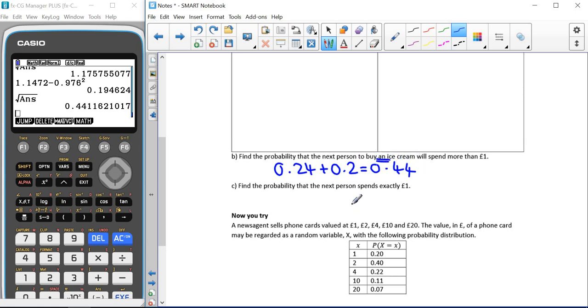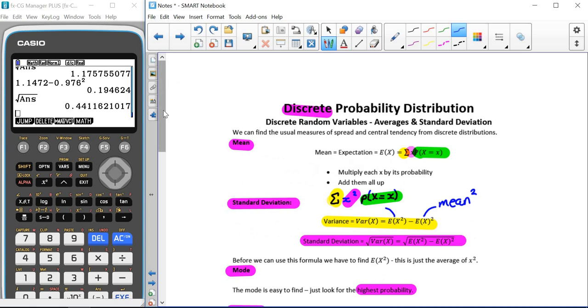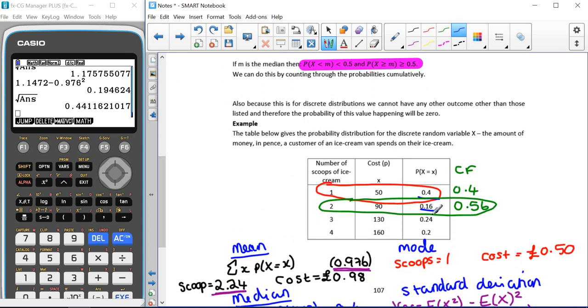So that's why we were only looking at ways that people could spend more than £1. Find the probability that the next person spends exactly £1. This time it doesn't specify how much ice cream they're buying. So the only way that somebody can spend exactly £1, well, we can't spend 90p and then make it up to £1 because they don't sell anything for 10p. And the £1.30 and £1.60 are both already more than £1.